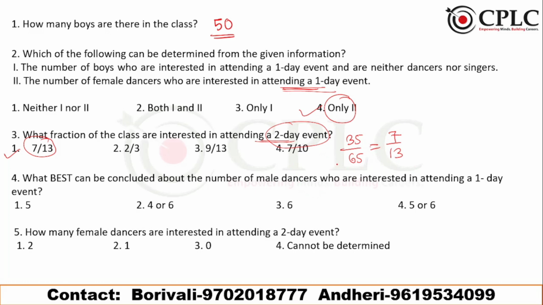Fourth one, what is the best that can be concluded about the number of male dancers who are interested in attending 1-day event? So obviously we don't know that, male dancers 1-day event, that number was either 5 or 6. Hence answer option 4. And fifth one, how many female dancers are interested? So very carefully, female dancers who are interested in attending 2-day event. Clearly that answer was 0, which is answer option 4 basically. So these are the answers to all the questions.